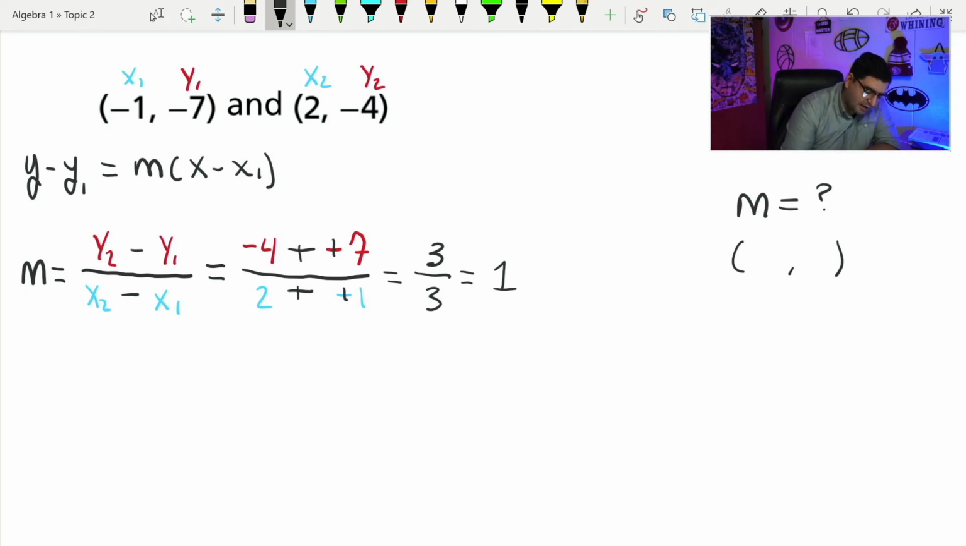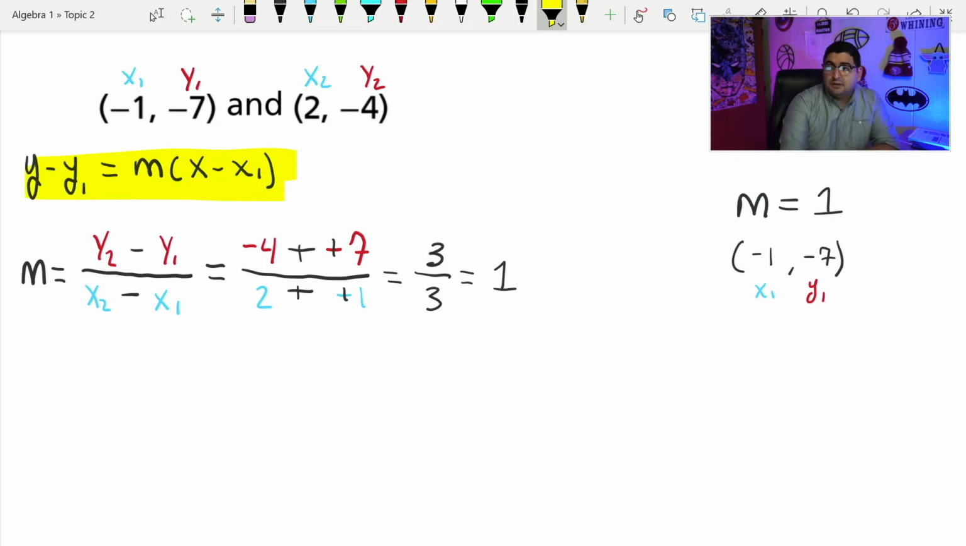So now I found my slope. My slope was 1. So now I have one missing piece of information that I need. And again, just like the last one, we're going to recycle one of our points. I'm going to recycle the first point, which is x1, y1. So I'm going to recycle negative 1, negative 7. And again, it's important that you understand that this is actually x1 and y1. And now all I have to do is plug that into our formula here.